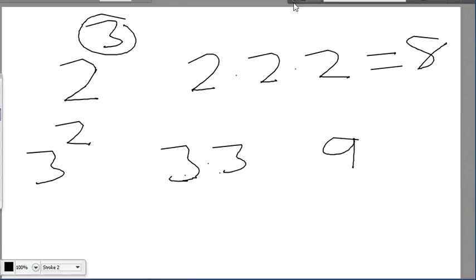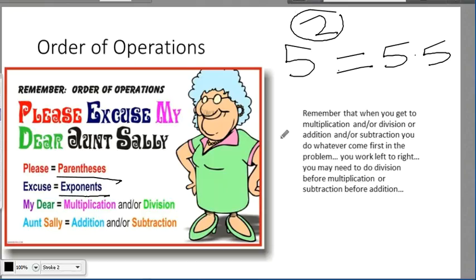So let's go back here to our order of operations. So parentheses. We always do anything that's in parentheses first. Then we take care of exponents. The next thing that we do is all of the multiplications or divisions. And then we do all of the additions or subtractions.